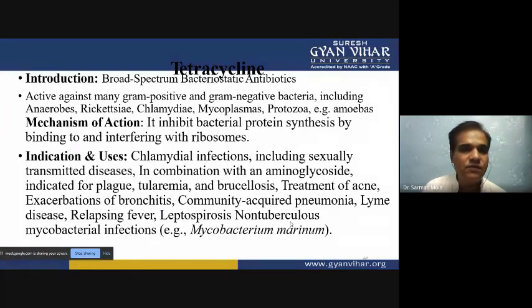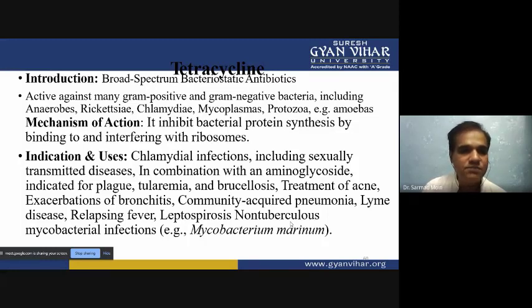Tetracycline is a first type of broad spectrum bacteriostatic antibiotic, and here is how it functions. It is a type of bacteriostatic, which means that when we give tetracycline to a patient, the bacterial count will not increase. So it is a bacteriostatic antibiotic. It is active against many gram positive and gram negative bacteria, including anaerobes, rickettsia, chlamydia, mycoplasma, protozoa, and especially amoeba.